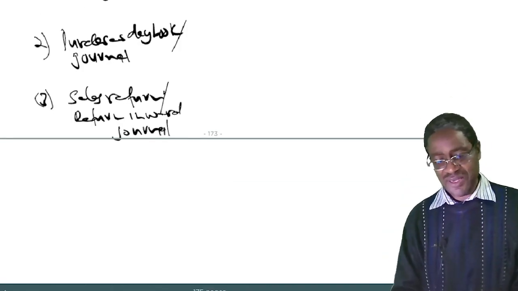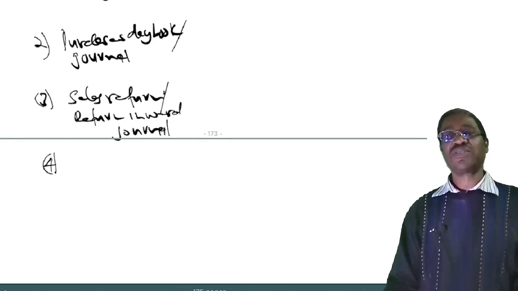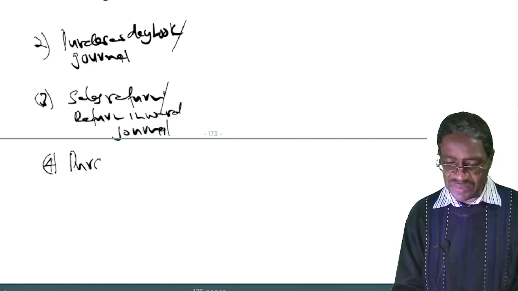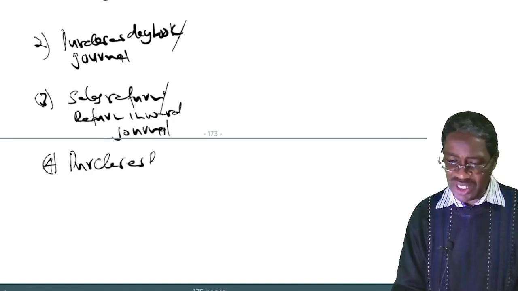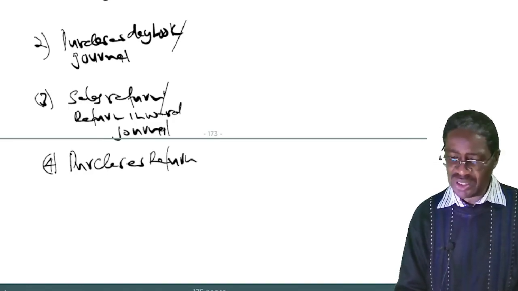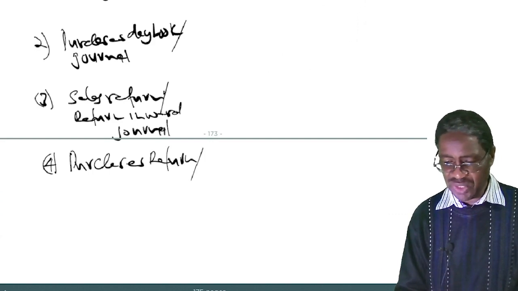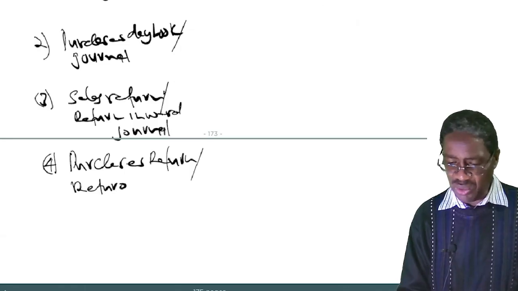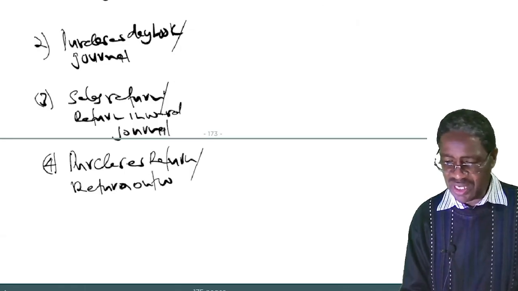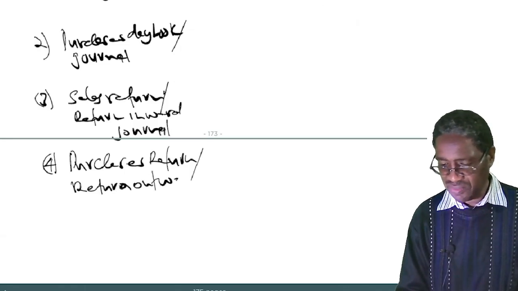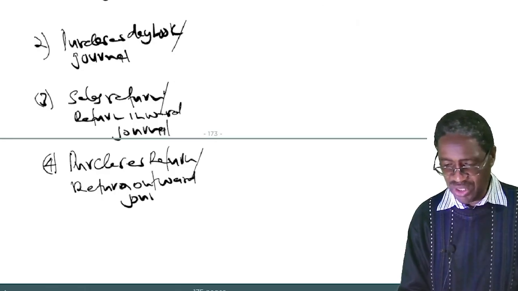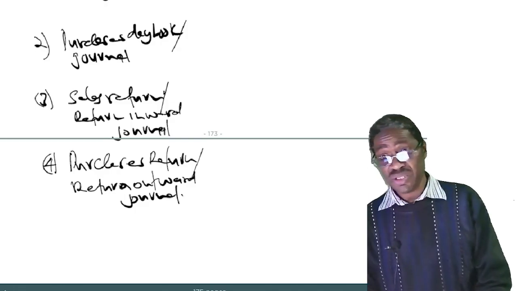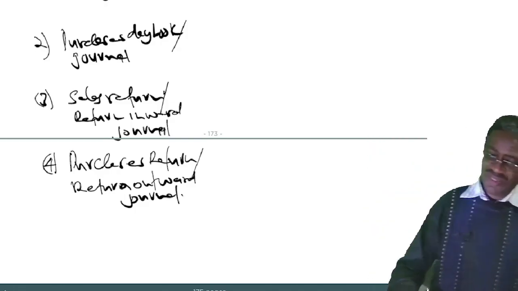Good. Number 4. Another daybook is what we call the purchases return journal, or we also call it return outwards. Return outwards journal or daybook. Okay, that's another one. Good.